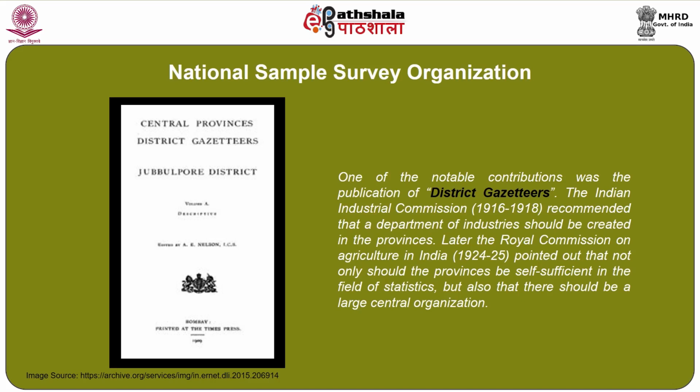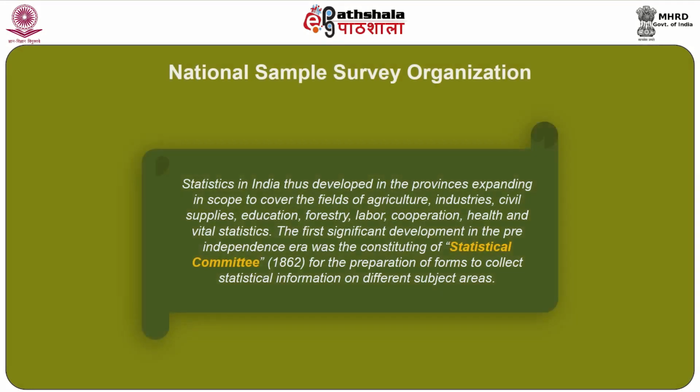Later, the Royal Commission on Agriculture in India, during 1924 to 25, pointed out that not only should the provinces be self-sufficient in the field of statistics, but also that there should be a large central organization. Statistics in India thus developed in the provinces, expanding in scope to cover the fields of agriculture, industries, civil supplies, education, forestry, labor, cooperation, health, and various vital statistics.